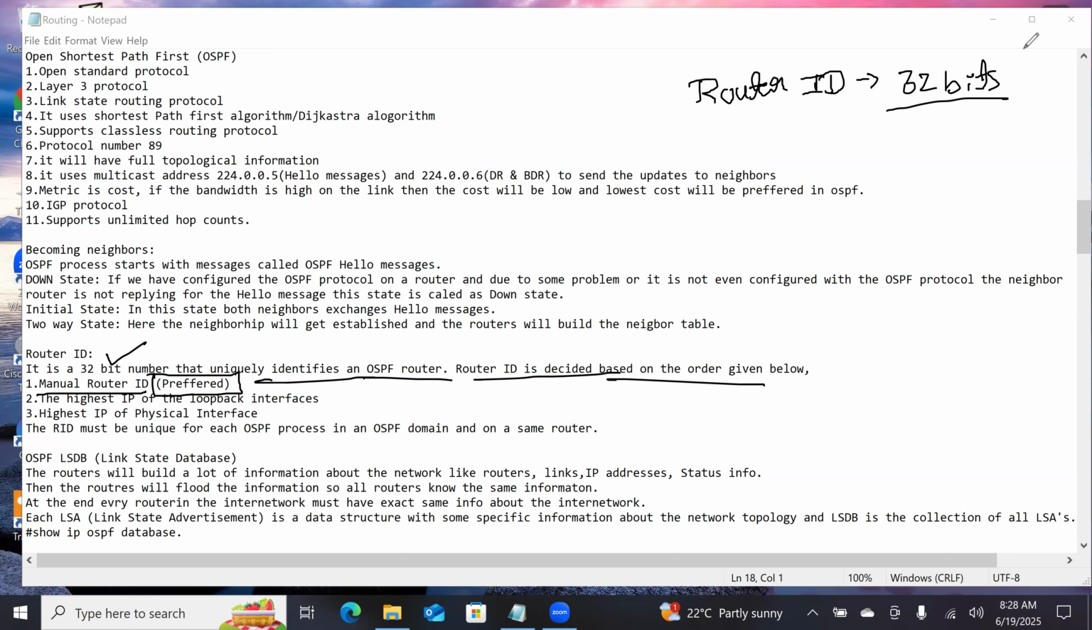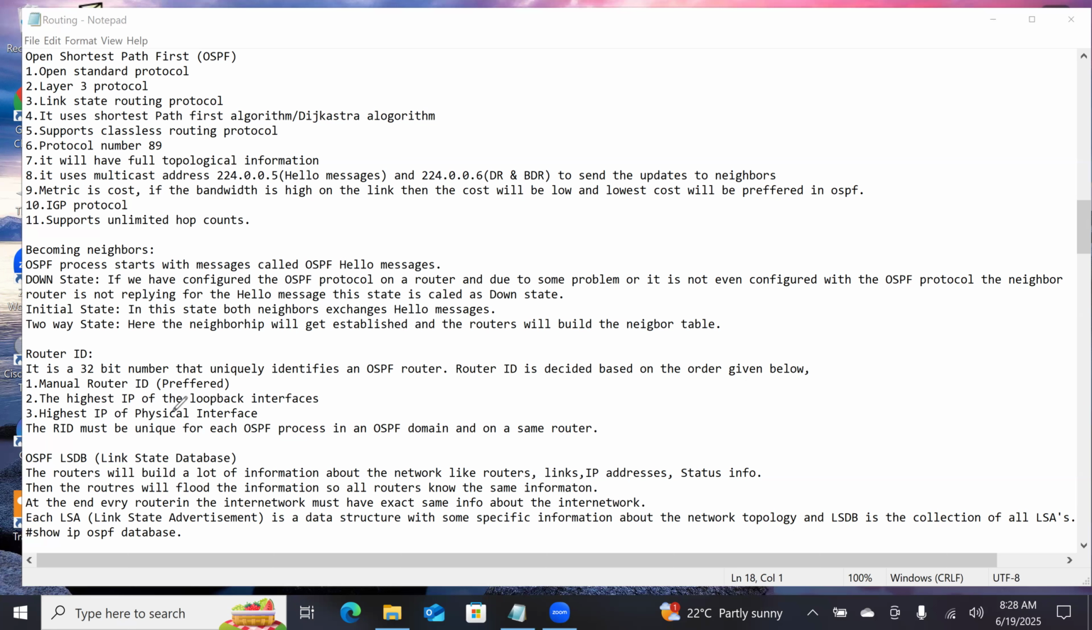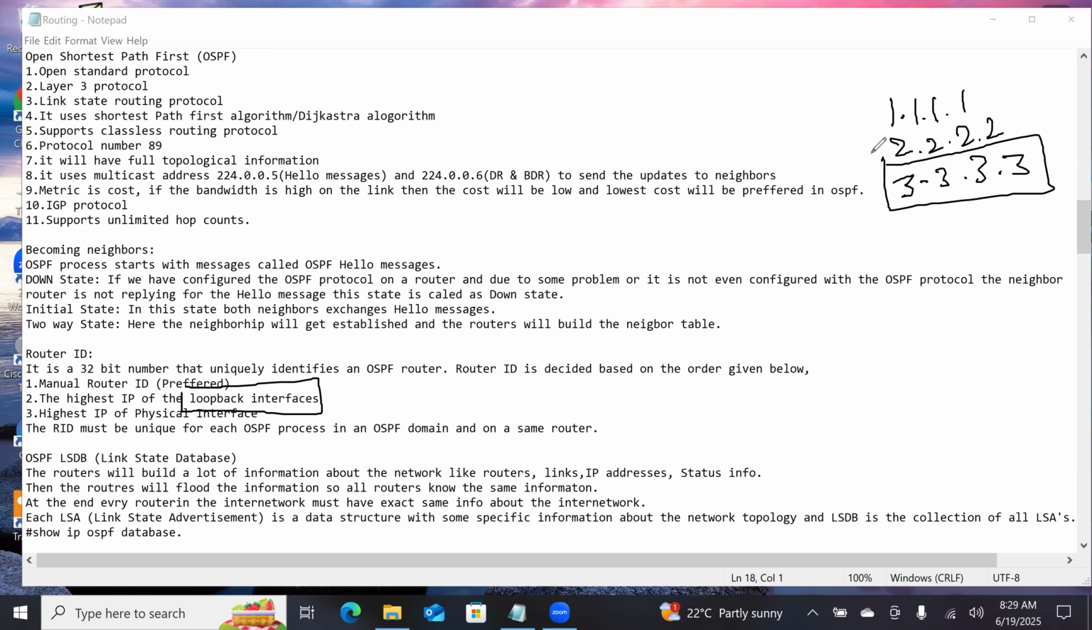And if the network administrator is not giving any router ID manually, then it will go for the loopback interface IP address, the highest one. If you have configured loopback addresses on that router, such as 1.1.1.1, 2.2.2.2, or 3.3.3.3, it will go for the last one, 3.3.3.3, and that will become the router ID.